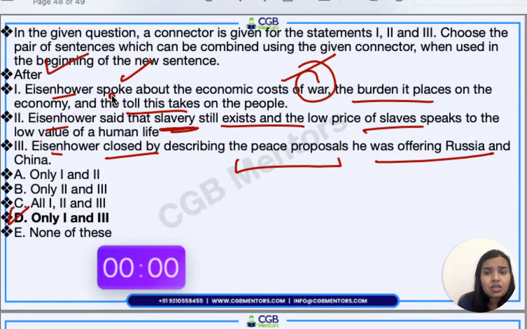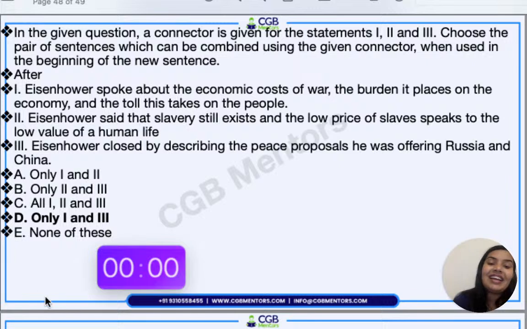So after he spoke about this, he spoke a couple of points on these things. After this, he concluded by describing the peace proposals. It's so easy. Okay, so we are done here.